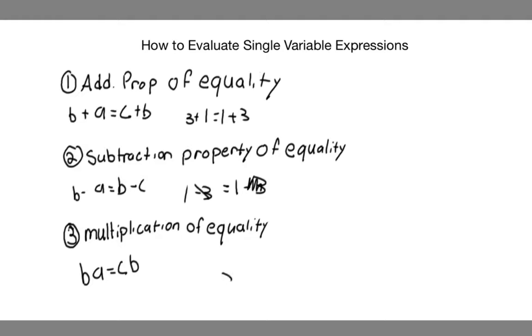So suppose we have 3 equals 3. If we're going to multiply, we need to multiply by 4 on this side, and we need to multiply by 4 on this other side. I'm going to use parentheses to indicate the multiplication.